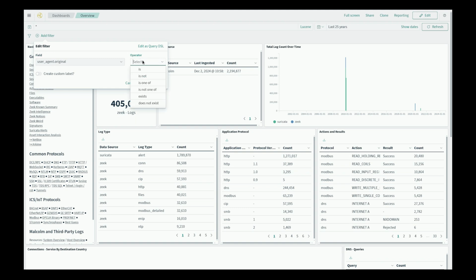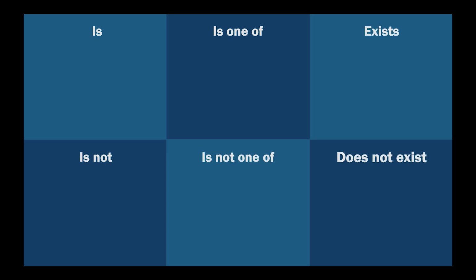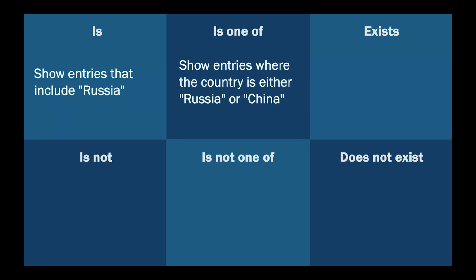Some Boolean operators apply to a single field value, while others apply to multiple values. A field operator is one of: is, is not, is one of, is not one of, exists, or does not exist. Is means the field value must exactly match the filter value. Is one of means the filter will match if the field's value equals any of the specified filter values.